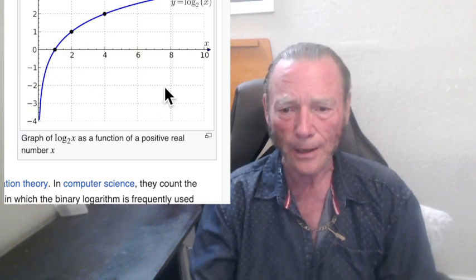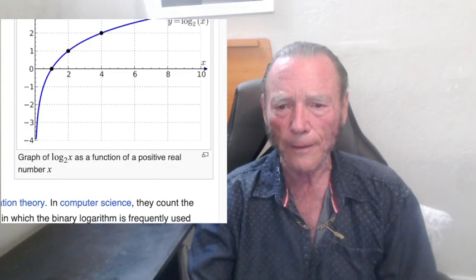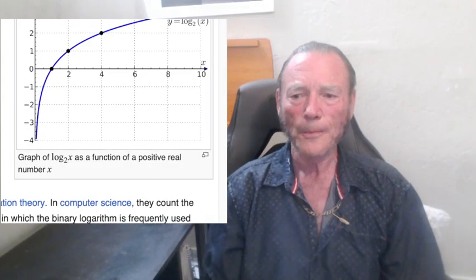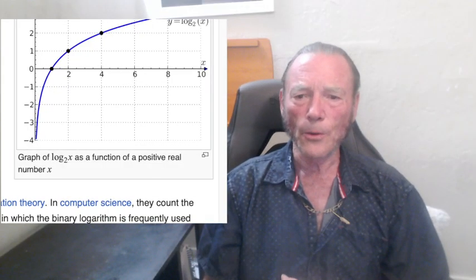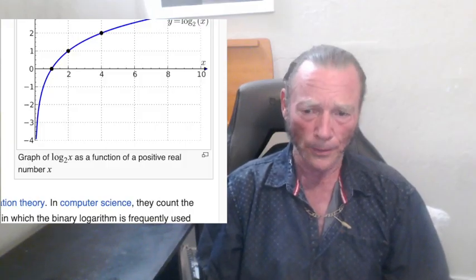That is not a straight line. It is the graph of the binary numbers. So those are the numbers that a computer uses. Those are the computable numbers.